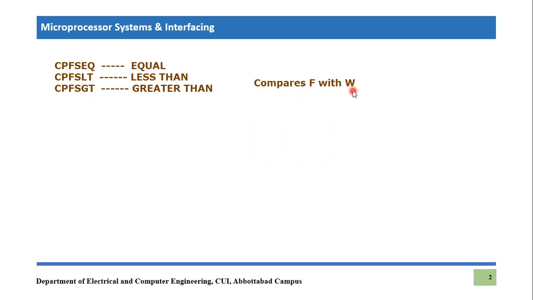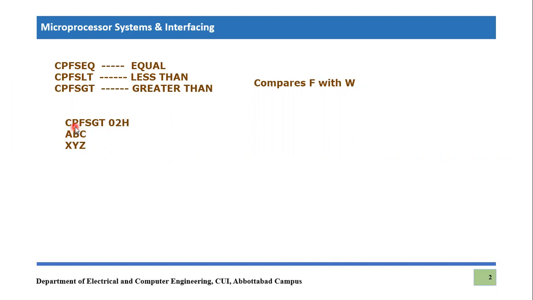With the working register, right? So for example, if I'm going to write CPFSGT and mention a file register, let's say 02 hex, what is going to happen? Let's say there is some instruction ABC, and there is another instruction XYZ, right? So there are three instructions written in the code: CPFSGT 02 hex, then instruction ABC, then instruction XYZ. So what is going to happen?